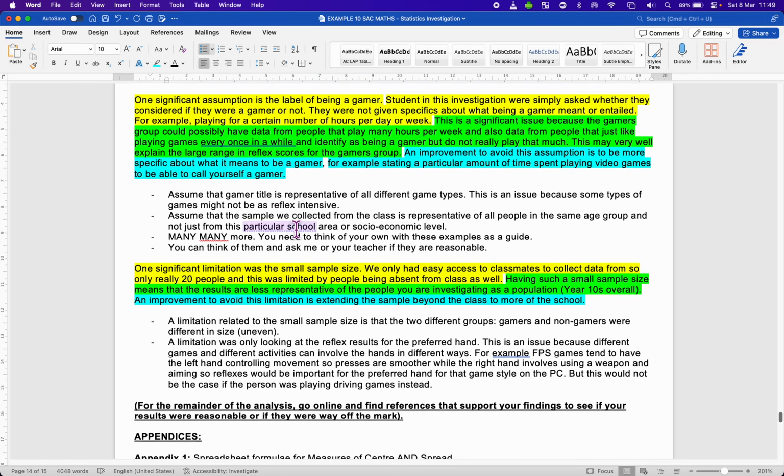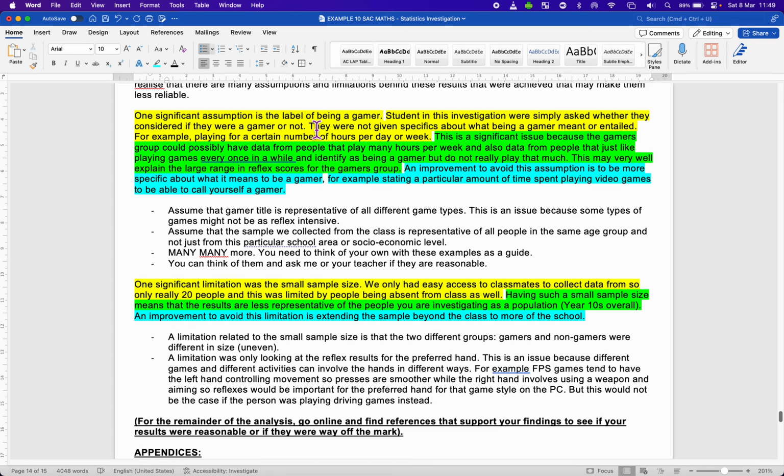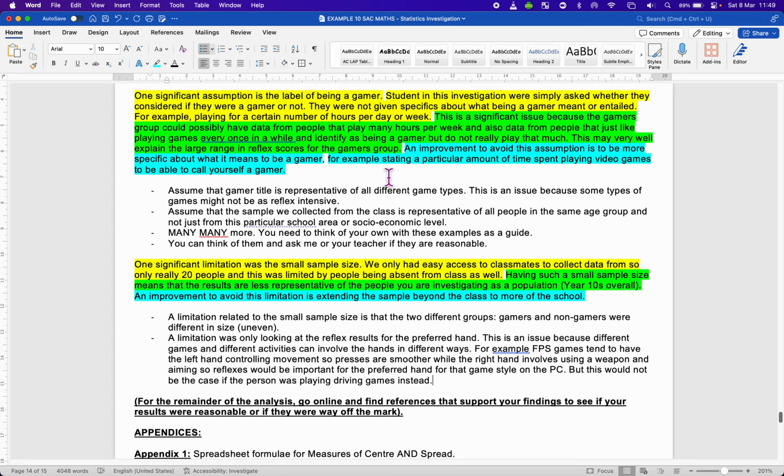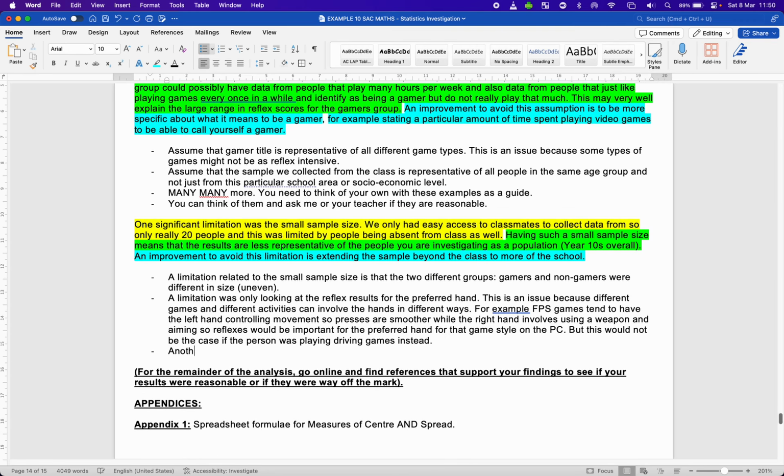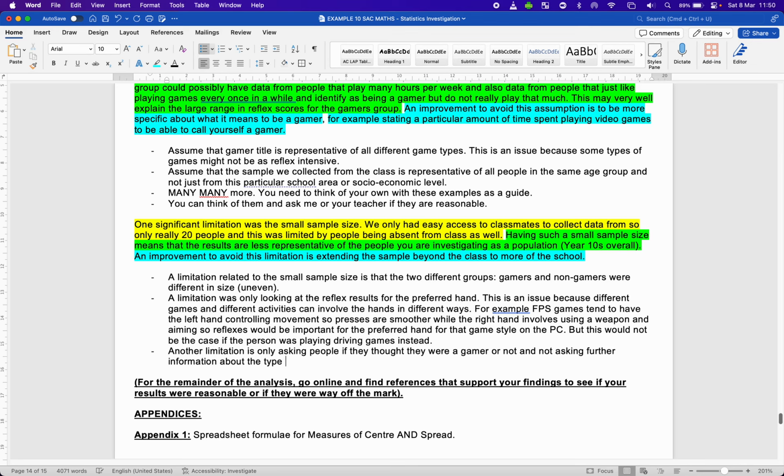And that's sort of related to us talking about just being a gamer and labeling yourself as a gamer rather than looking into it a bit deeper. And that's another limitation. Another limitation is only asking people if they thought they were a gamer or not, and not asking further information about the type of game they liked to play.